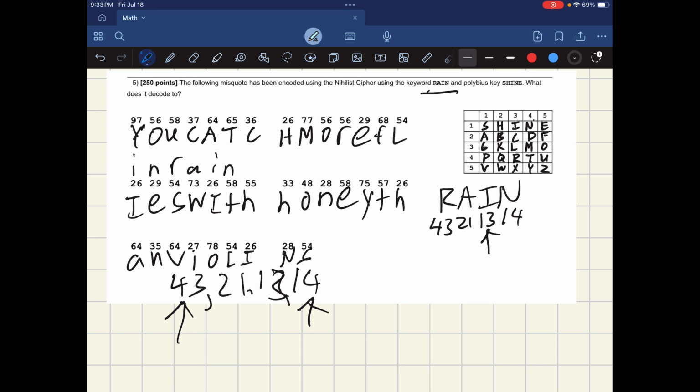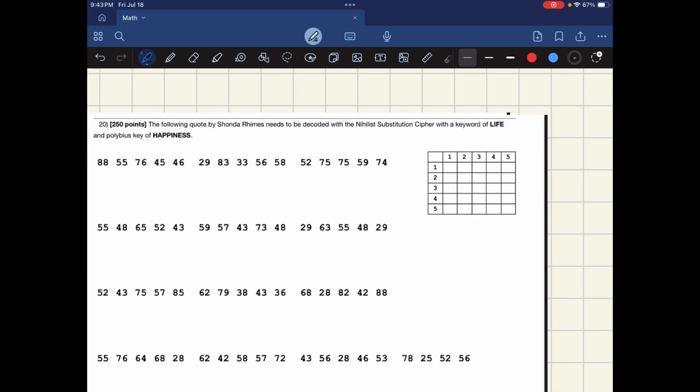And remember to always separate your words so that a grader can grade it easier, and make sure you don't lose any points. So the final answer for the cipher will be, you catch more flies with honey than violins.